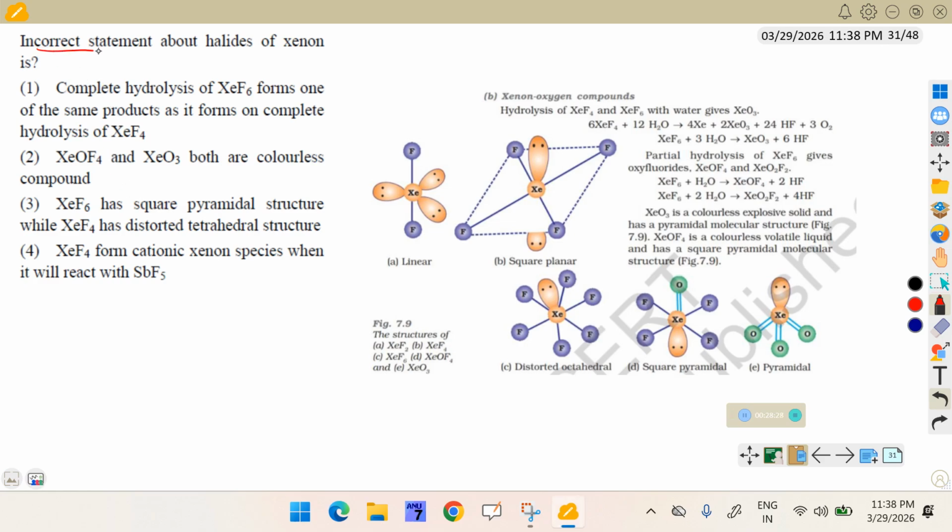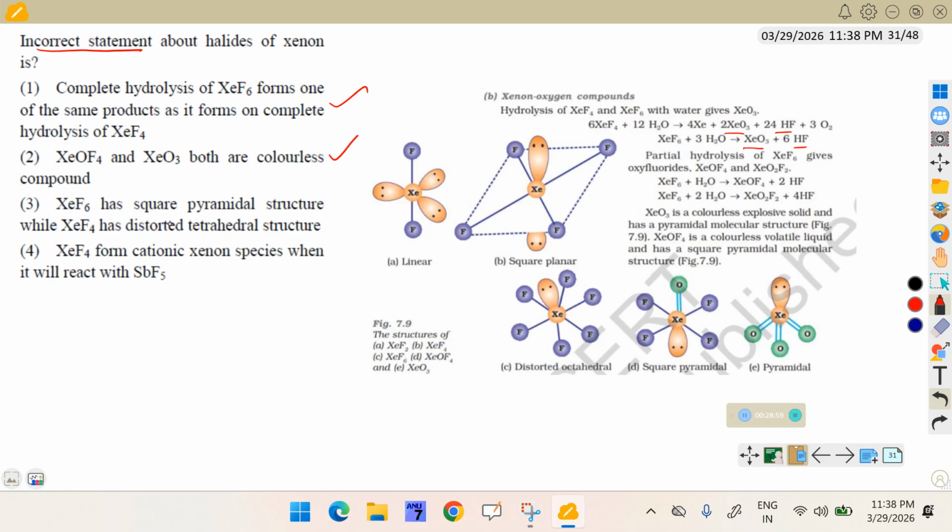Incorrect statement about halides of xenon. Complete hydrolysis of XeF6 forms one of the same products as it forms on complete hydrolysis of XeF4. Yes, XeO3 and HF. Yes, same product is formed. XeOF4 and XeO3, both are colorless compounds. Yes, this is also correct.